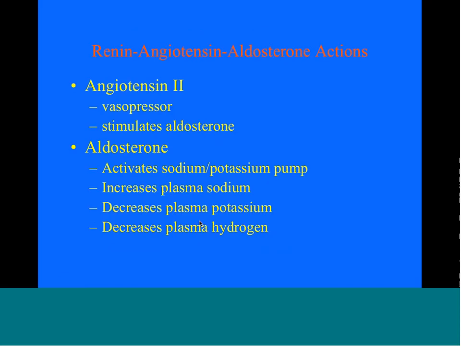Angiotensin II is a vasopressor. It raises up the blood pressure and also stimulates aldosterone. Aldosterone activates the sodium-potassium pump in the kidney, increases plasma sodium, decreases plasma potassium, and decreases plasma hydrogen.